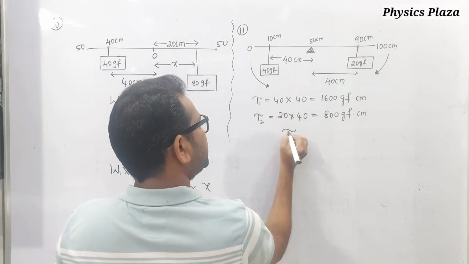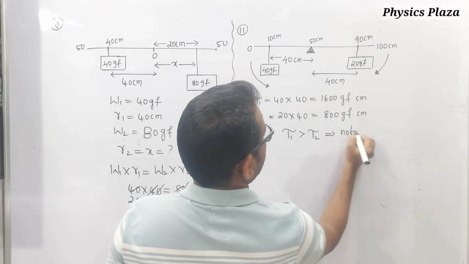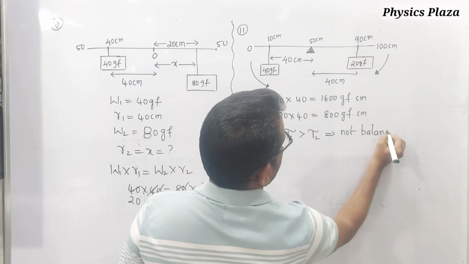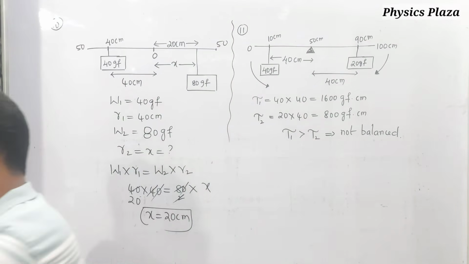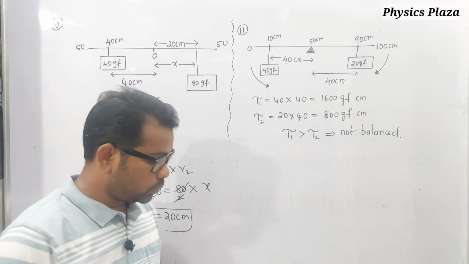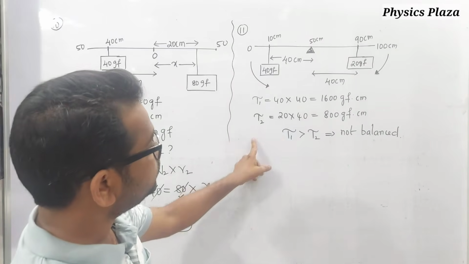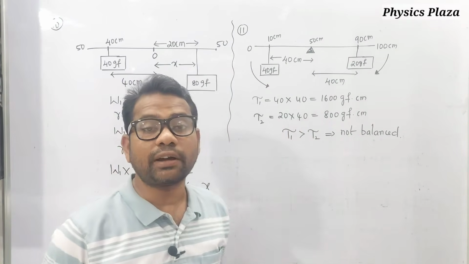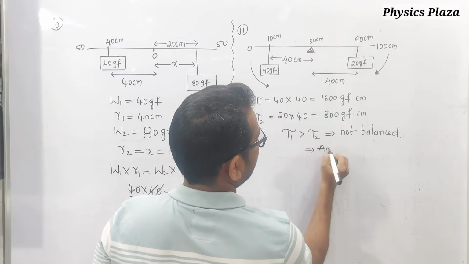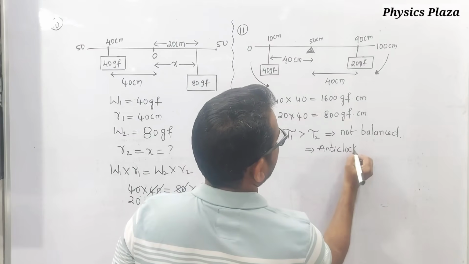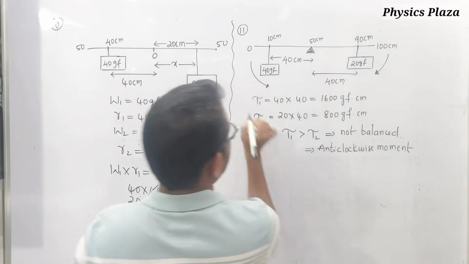Children, obviously the anti-clockwise moment is greater than the clockwise moment. Obviously it is not balanced. It's very clear, it is not balanced. Okay, fine. Now the second part, what they are asking. This is what is not balanced. Then in which direction will it have a moment, children? As anti-clockwise is greater than clockwise, it will have anti-clockwise movement. This is the first question.